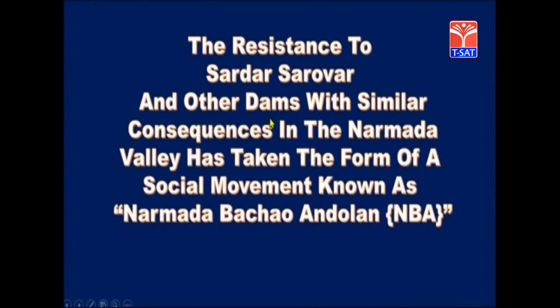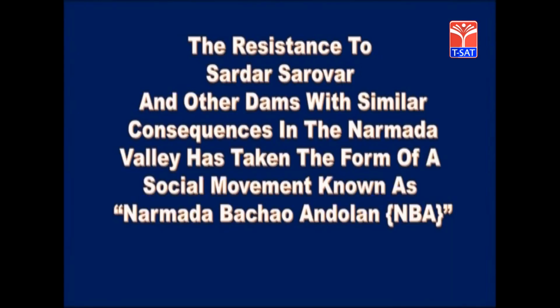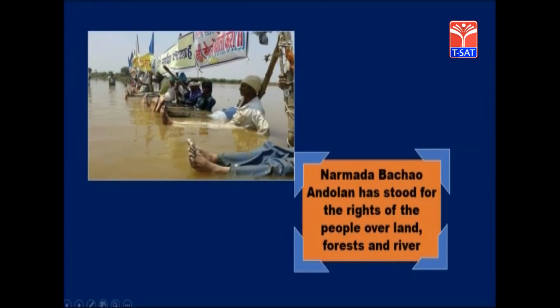So now let us see. The resistance to Sardar Sarovar and other dams with similar consequences in the Narmada Valley has taken the form of a social movement known as Narmada Bachao Andolan. Since the people were not willing to vacate those places, people started protesting. They started social movements. It is a non-violent movement. And what is it known as? Narmada Bachao Andolan. Look at the picture. See the people, they are protesting through non-violence. Narmada Bachao Andolan has stood for the rights of the people over land, forest and river. So this social movement is to protect the forest, land and river of the people.